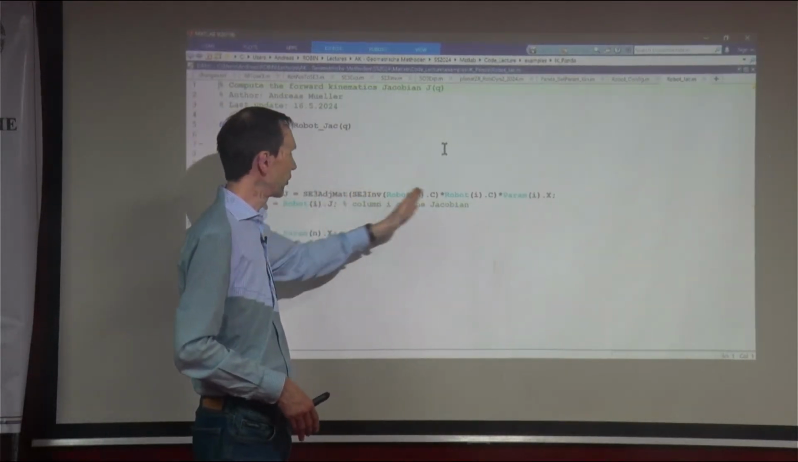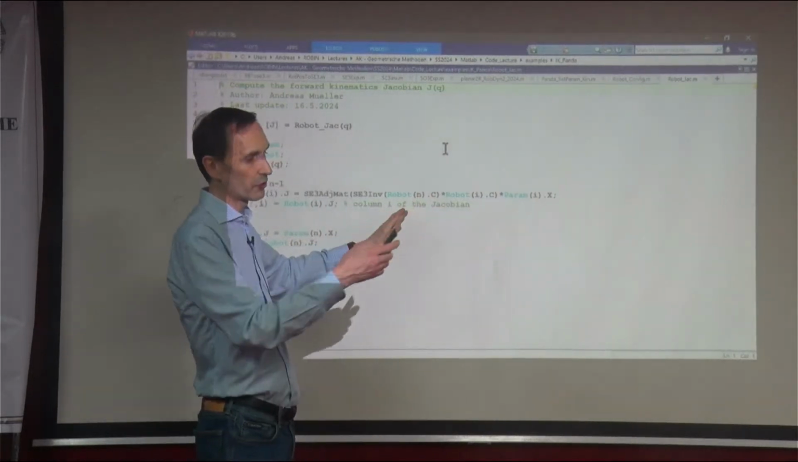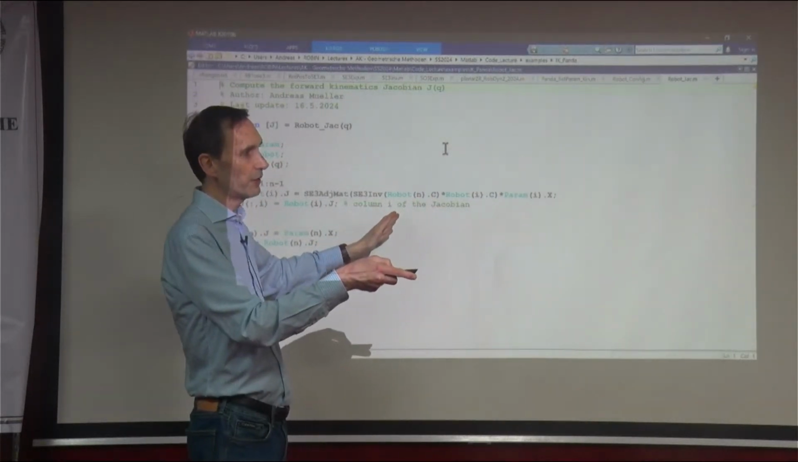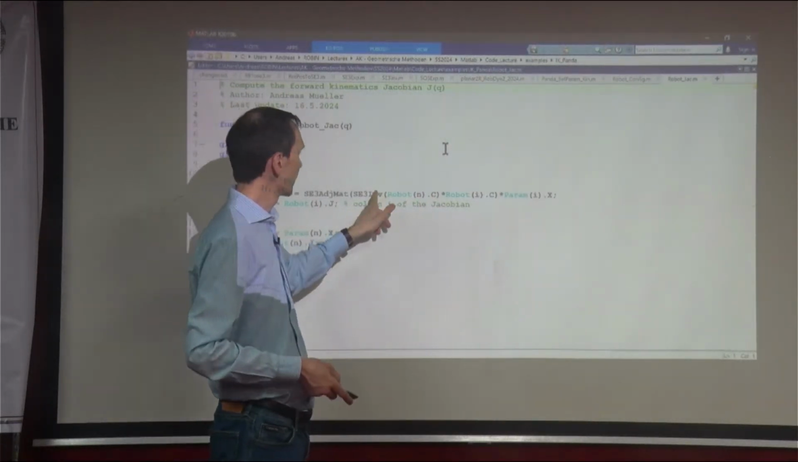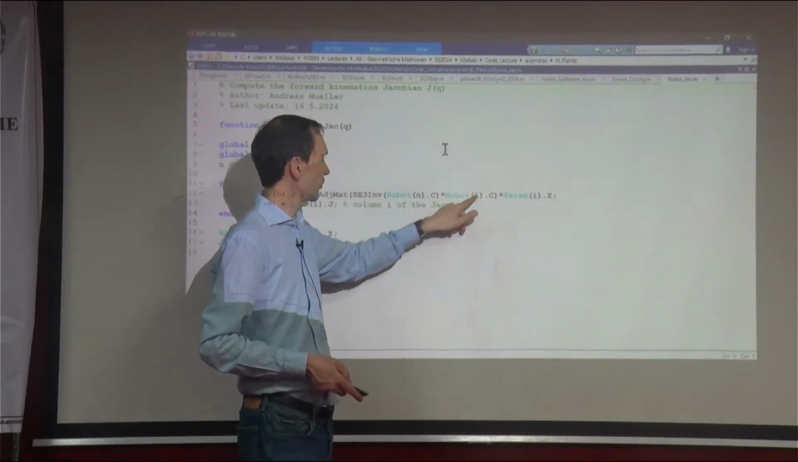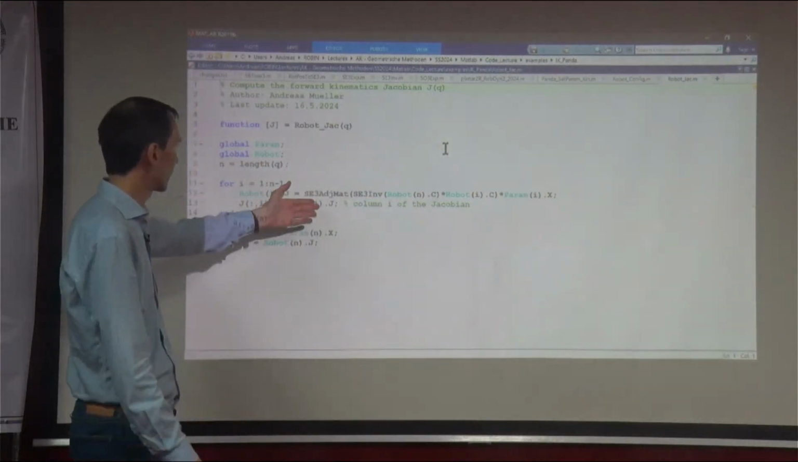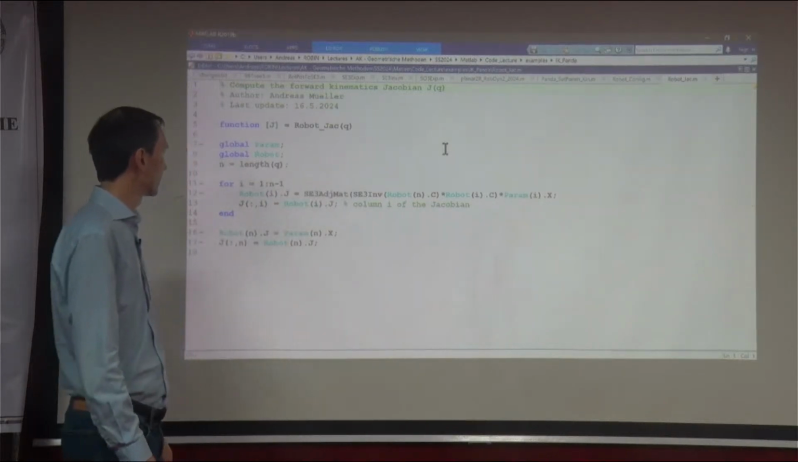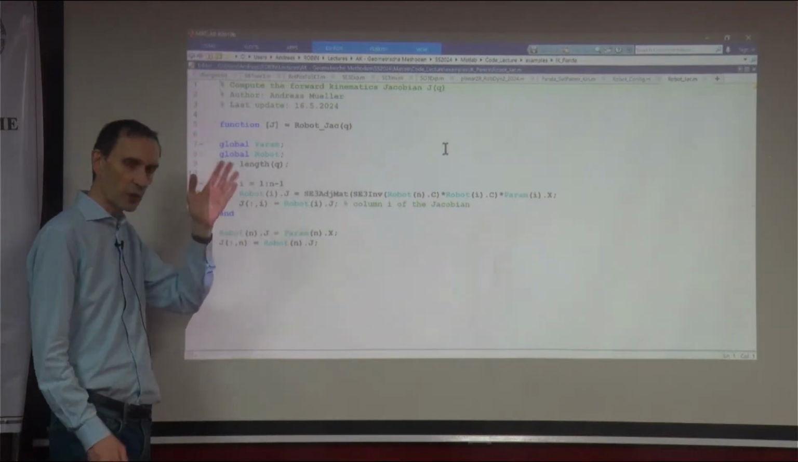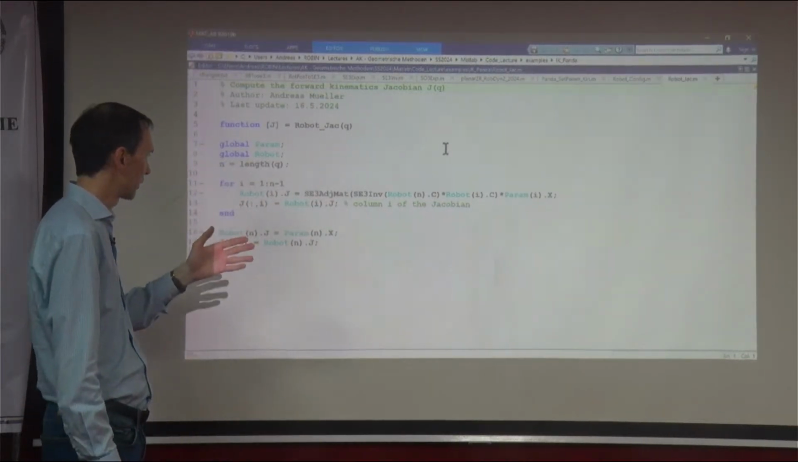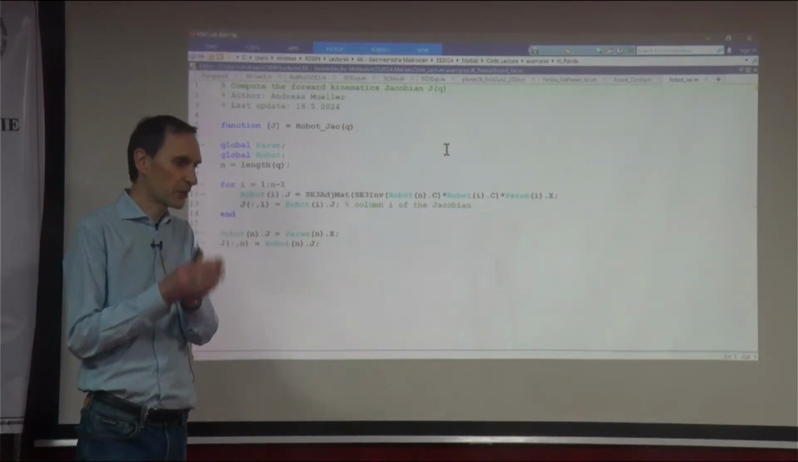So, and it's the same formula, the same as we did before. Now the 2 becomes the n, right? And we have then Hn inverse times Hi, and then times Xi, and then what we get out is the column i of the Jacobian of body n.